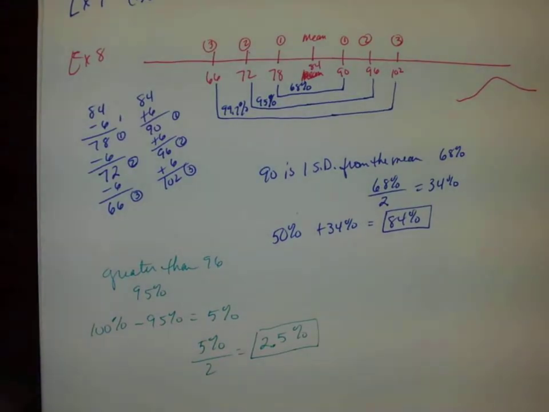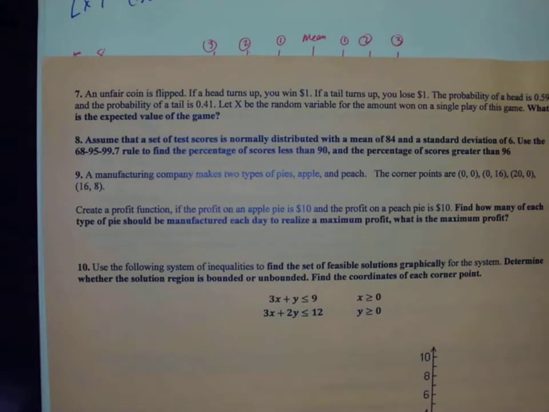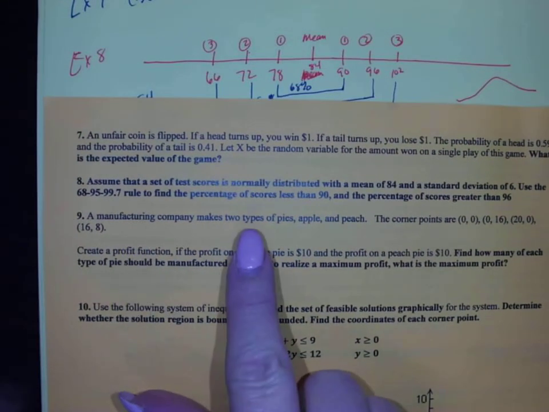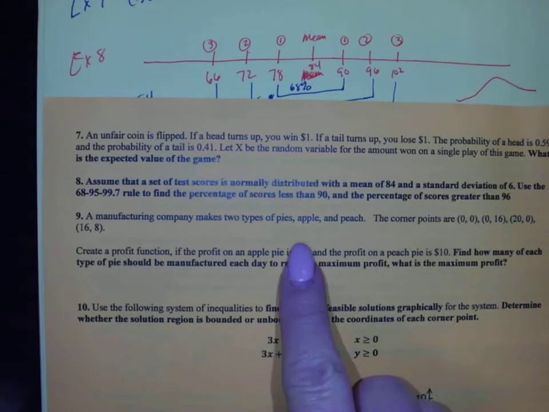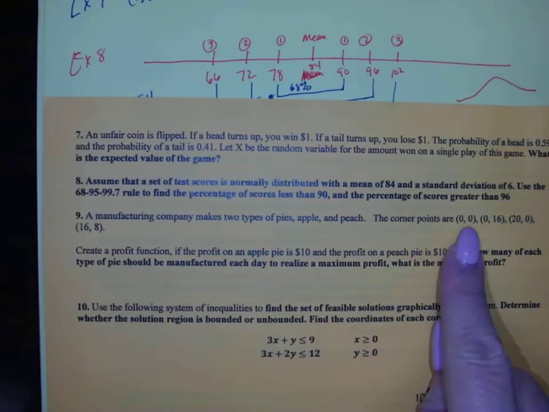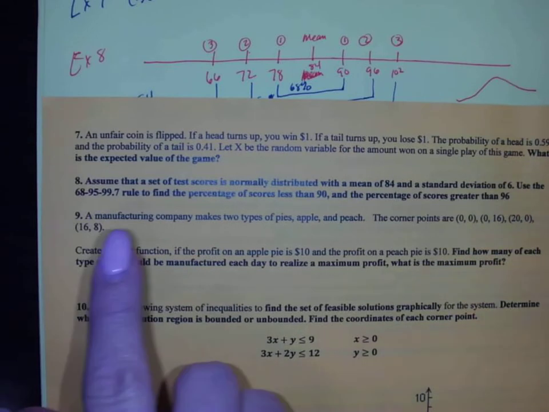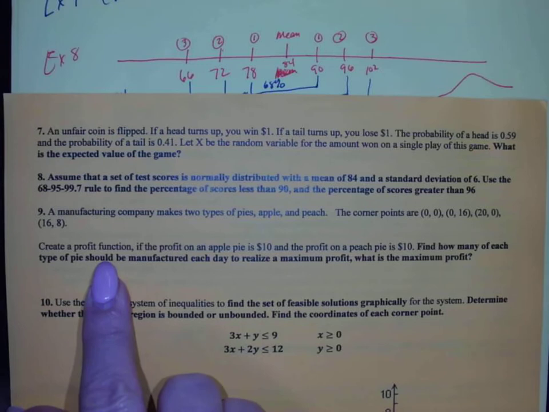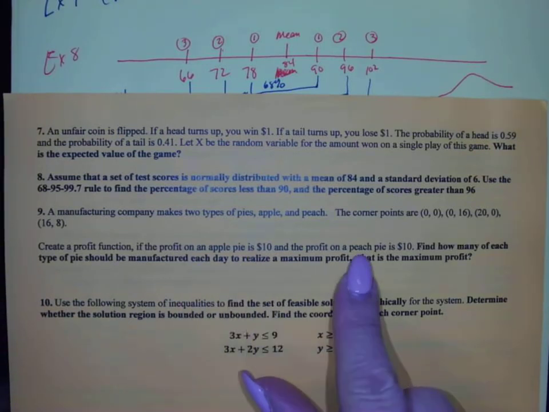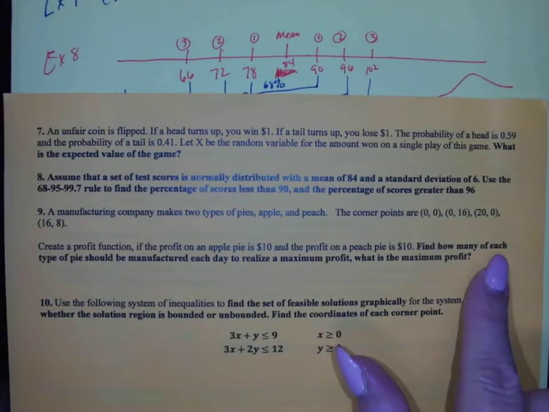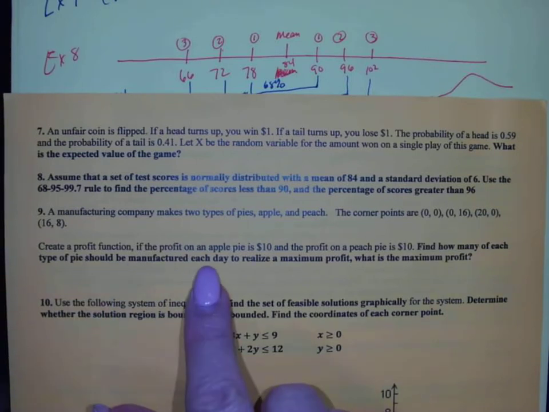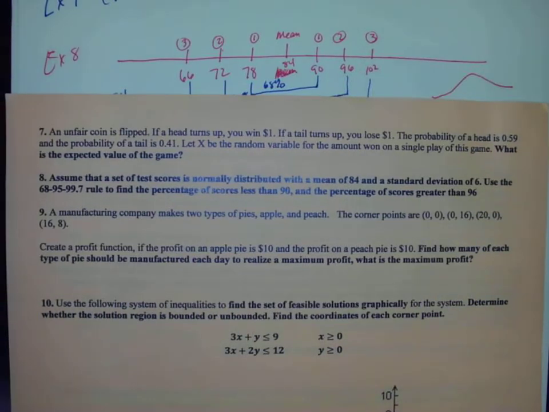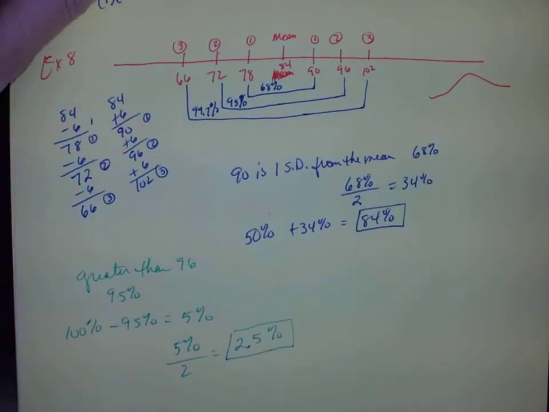All right, our next question deals with our corner points and such. A manufacturing company makes two types of pies, apple and peach. The corner points are (0, 0), (0, 16), (20, 0), and (16, 8). Create a profit function. If the profit on an apple pie is $10 and the profit on a peach pie is $10, find how many of each type of pie should be manufactured each day to realize a maximum profit, and what is the maximum profit.